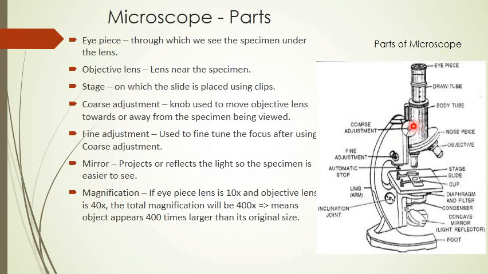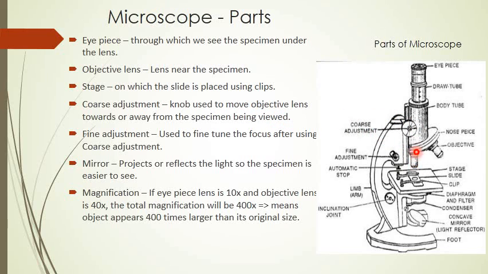Next is the coarse adjustment. What is this coarse adjustment? This is a rotating knob which we use to move forward and backward. What happens if we move this knob? The lens keeps moving either towards the slide or away from the slide, in order to make the object more clear. This knob is used to move the objective lens.